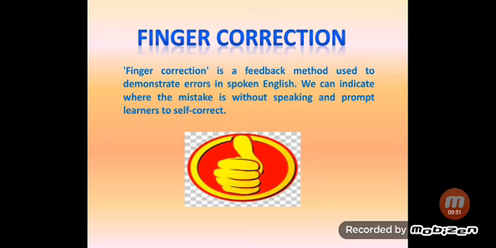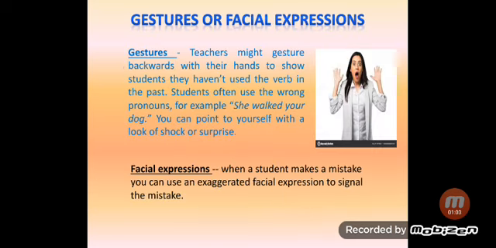The next technique is called finger correction. Finger correction is a feedback method used to demonstrate errors in spoken English. We can indicate where the mistake is without speaking and prompt learners to self-correct. Gestures or facial expressions. Gestures. Teachers might gesture backwards with their hands to show students they haven't used the verb in the past.